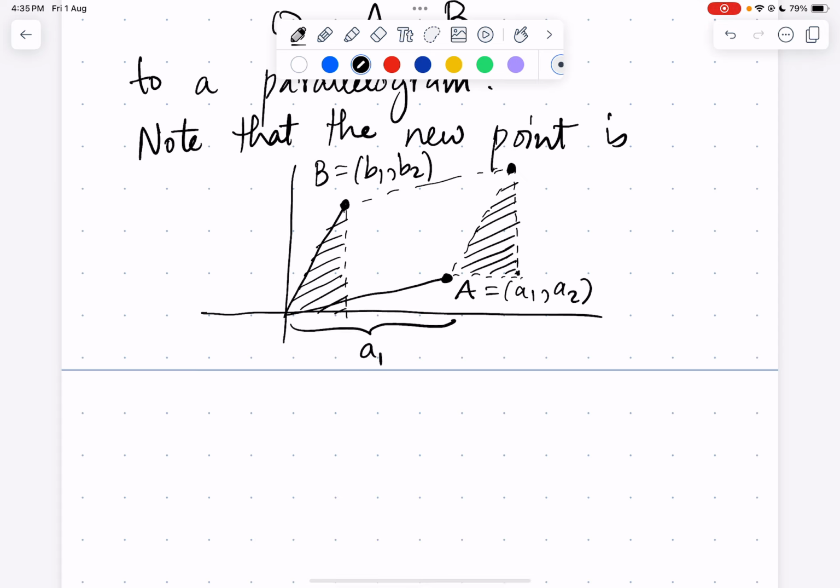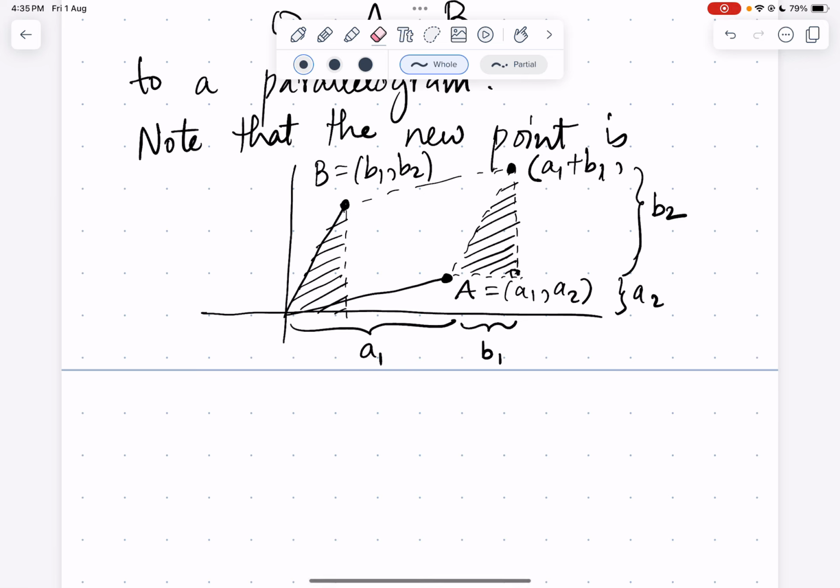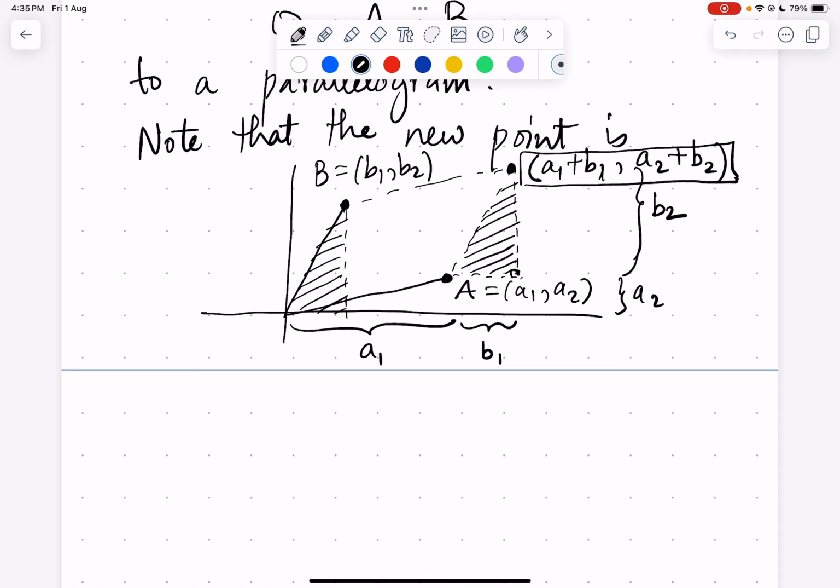So this coordinate is a1, this length is a1, this length is b1. So the x coordinate of this point in the parallelogram is a1 plus b1, right? And this y coordinate is a2, and this length is b2. So the y coordinate of the fourth point is a2 plus b2. So the new point is a1 plus b1 comma a2 plus b2.